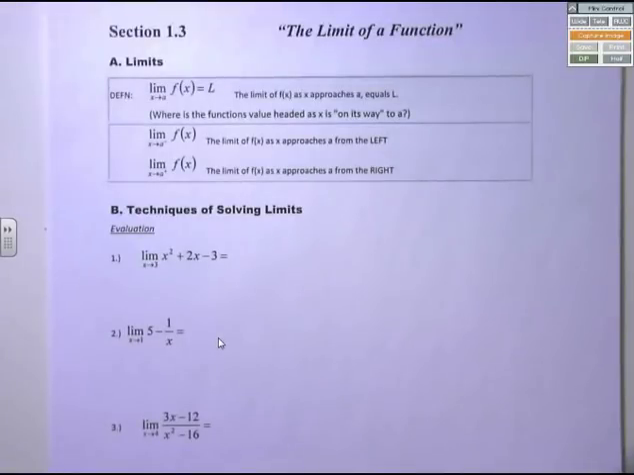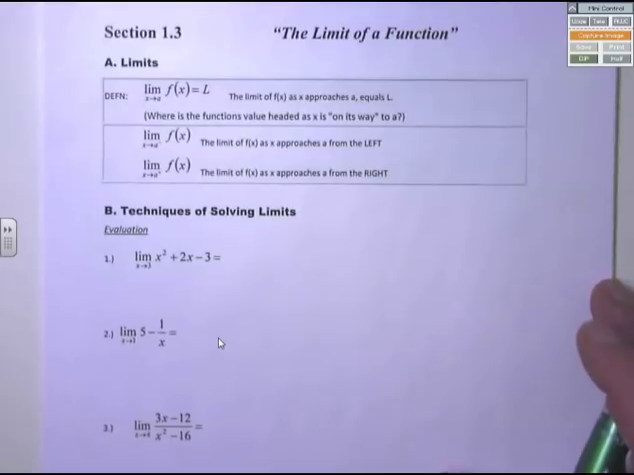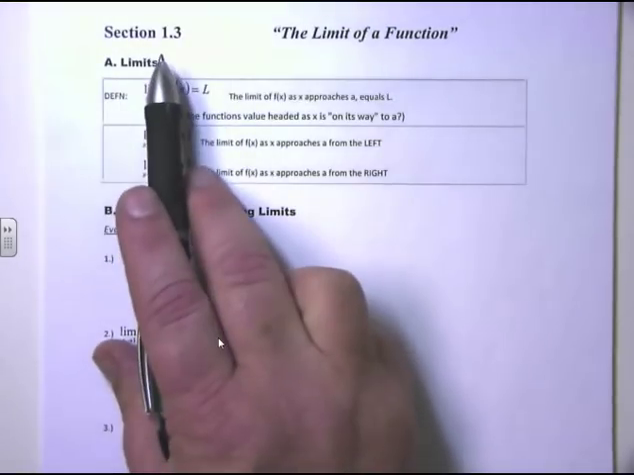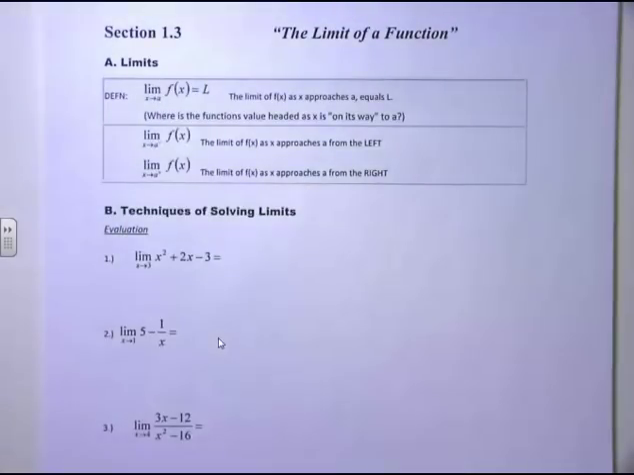Welcome to Math 1241. We are working on these pre-section videos. These are some general information about the section we're about to cover. In this case, we're covering section 1.3, the limit of a function.